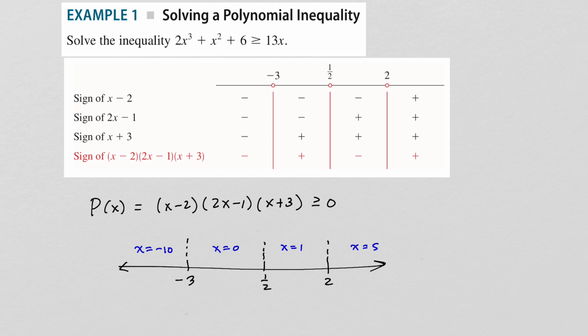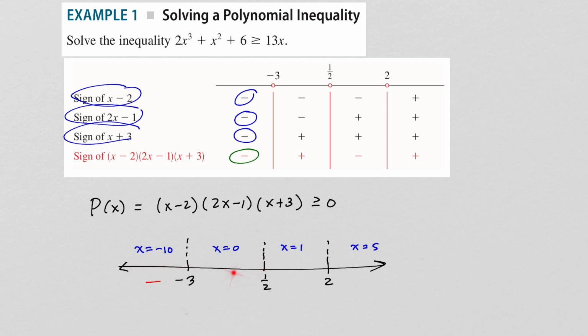And so now when we're on, say, this interval right here, what we have from each of these three factors is a negative number times a negative number times a negative number. And the product of three negative numbers is a negative number. So we know that the polynomial will be negative on this interval.